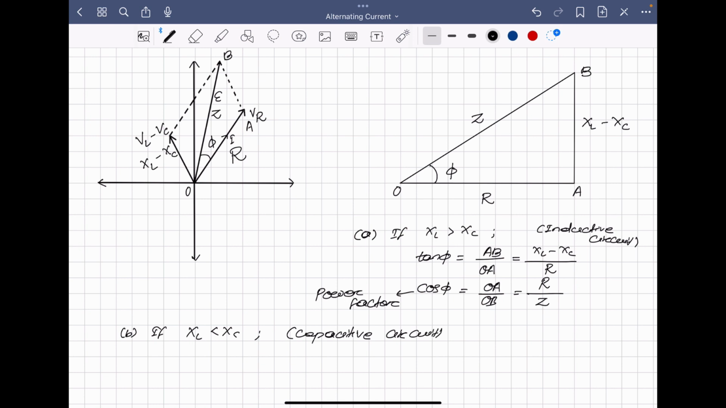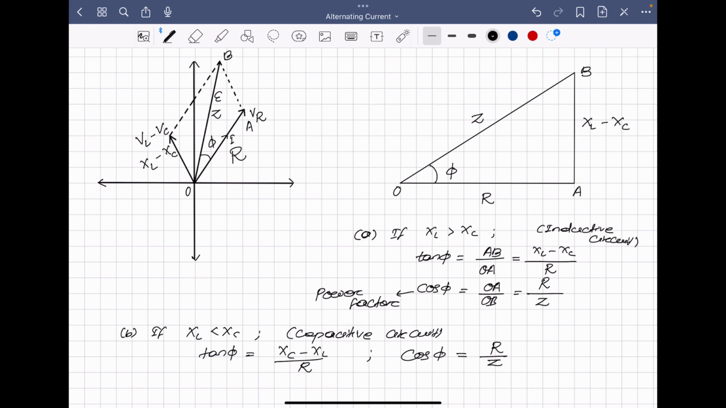And for that we can write tan phi is XC minus XL, not XL minus XC, okay? XC minus XL upon R. Cos phi becomes, as it is, R upon Z. Here you can say EMF lags behind current. This is all about the impedance triangle.